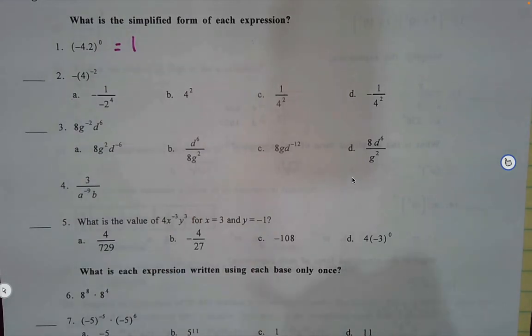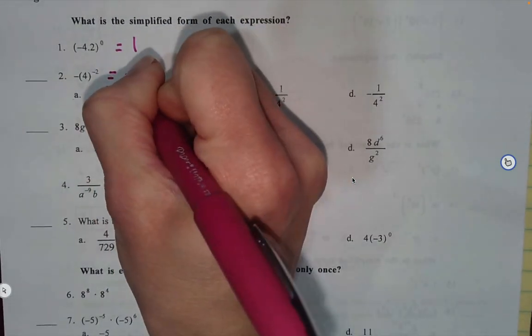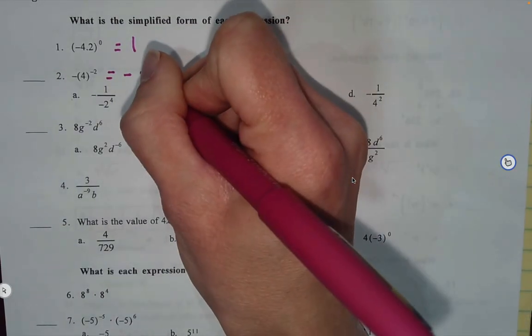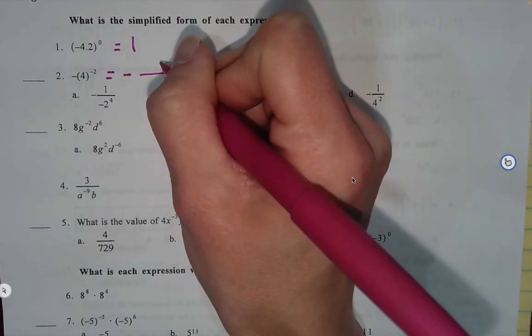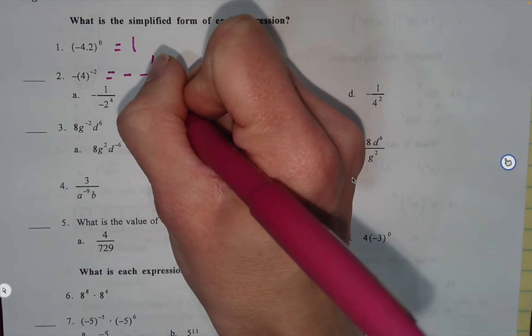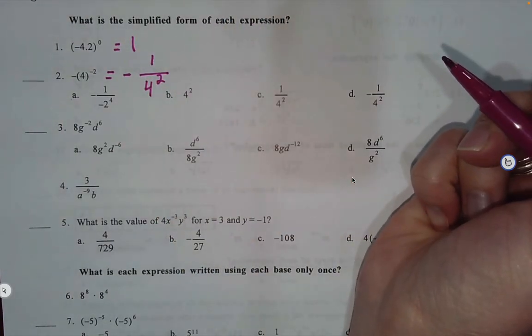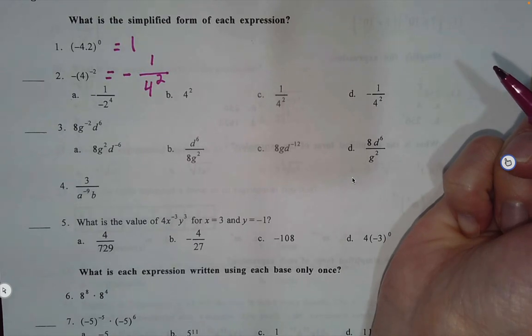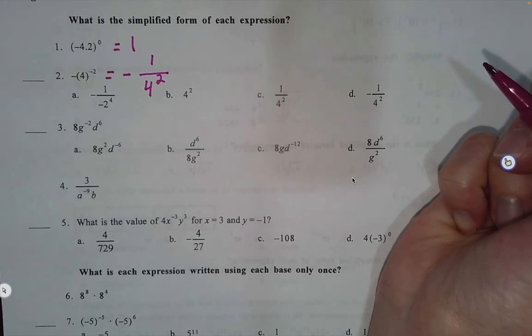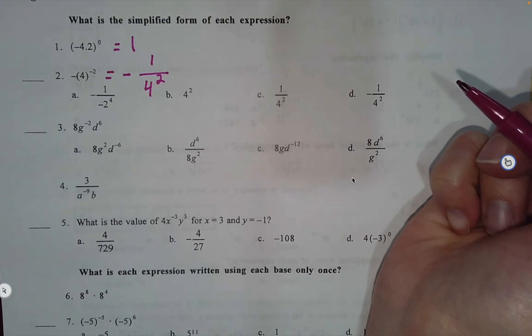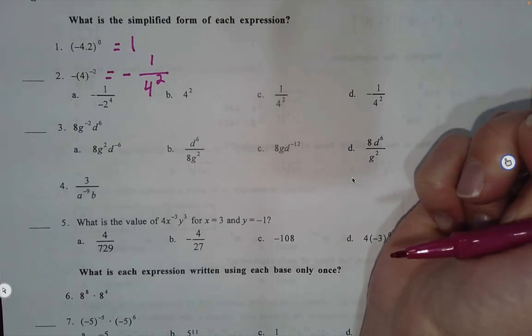Now the next one, I have a negative, and then I have 4 to the negative 2. So the first thing I'm going to do is bring out my negative. Now, what happens with that 4 to the negative 2? It flips. It goes to the bottom down here. Does everybody understand that? Why did the 4 to the negative 2 go to the bottom? Because it had a negative exponent. So then I get 1 over 4 squared, and it has the negative sign.